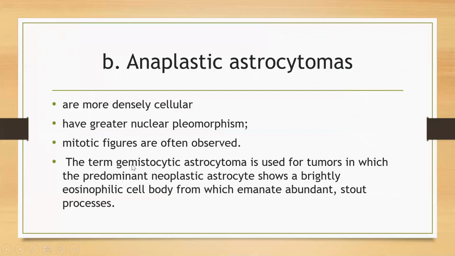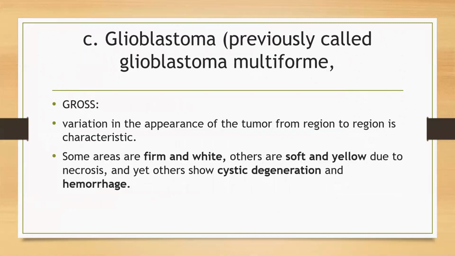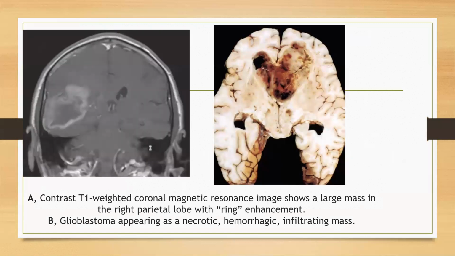The term gemistocytic astrocytoma is used for a tumor in which the predominant neoplastic astrocyte shows a brightly eosinophilic cell body from which emanate abundant stout processes. Glioblastoma was previously called glioblastoma multiforme. Gross appearance varies from region to region. In some areas it is firm or white, in others it is soft and yellow due to necrosis. Some others show cystic degeneration and hemorrhage.